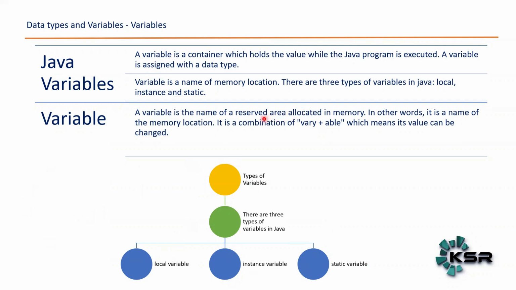A variable is the name of a reserved area allocated in memory. It is a combination of vary plus able, which means its value can be changed over time. There are three different variable types, and we'll see them one by one.